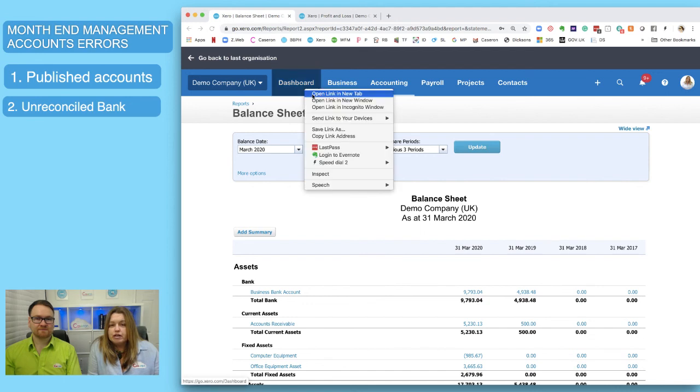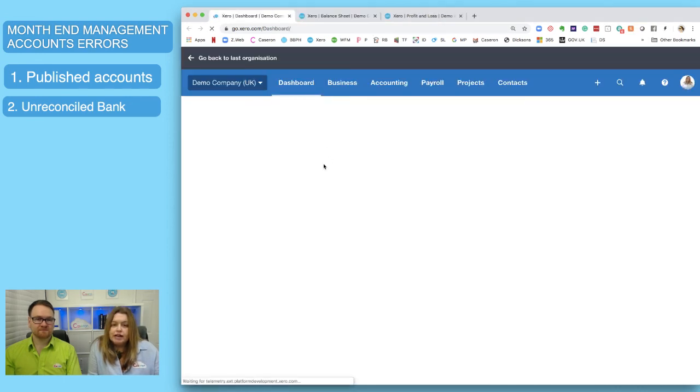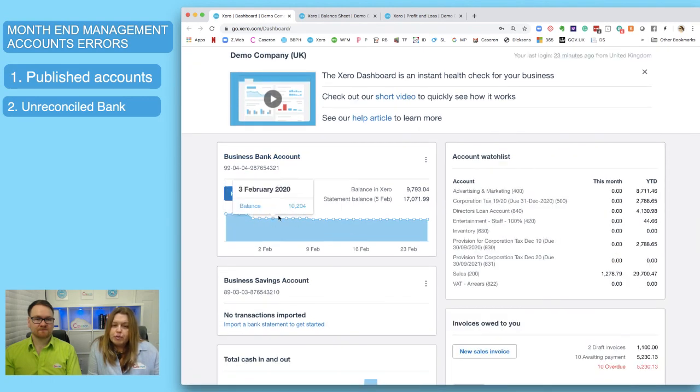The second issue that we see when we look at a new set of accounts is that the bank is not reconciled. So if we just pop into the dashboard here, what we look for is how recently the accounts have been reconciled. So we assume that the statement balance is correct. We often check that with a new client when we take them on board just to make sure that their accounts are up to date.